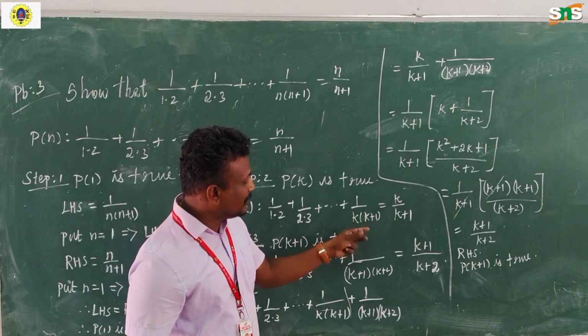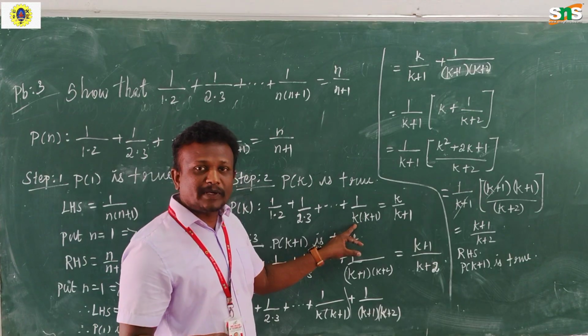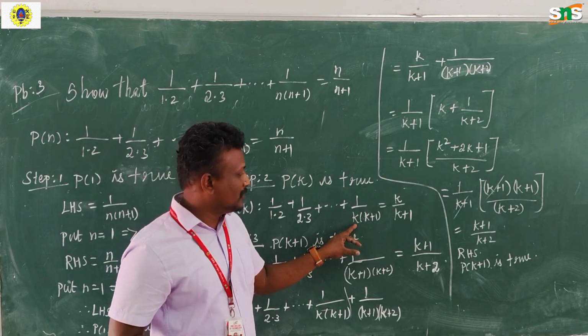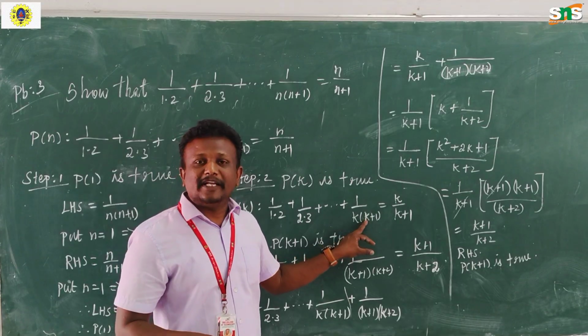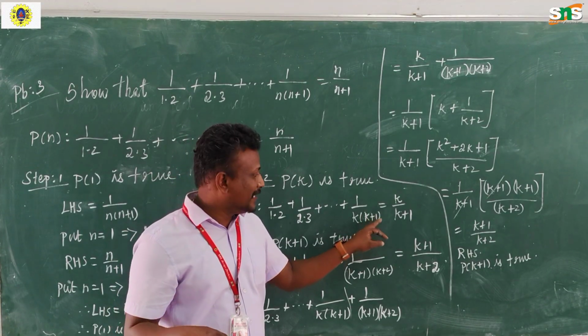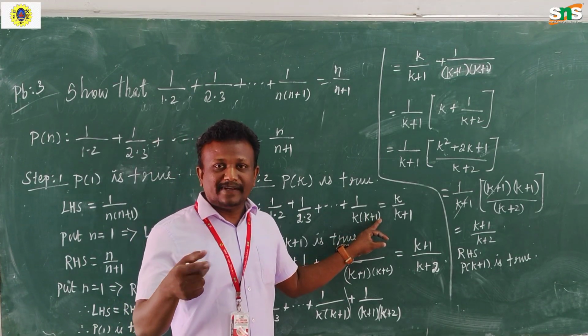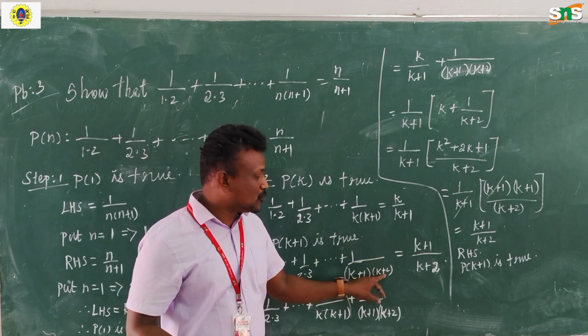Now let me come here. Here we have k, that has to be replaced by k plus 1. So here I have replaced k plus 1. Here k can be replaced by k plus 1. Then we have already a 1. So when we add 1 plus 1, it is k plus 2, right?